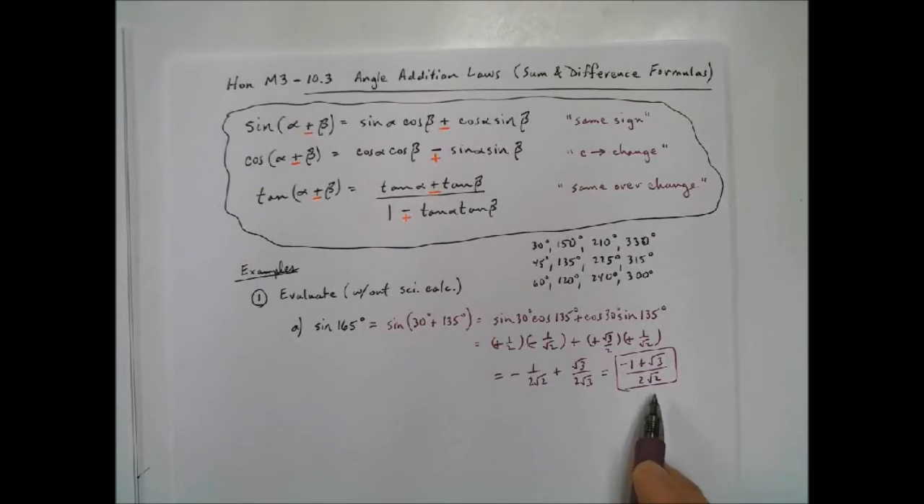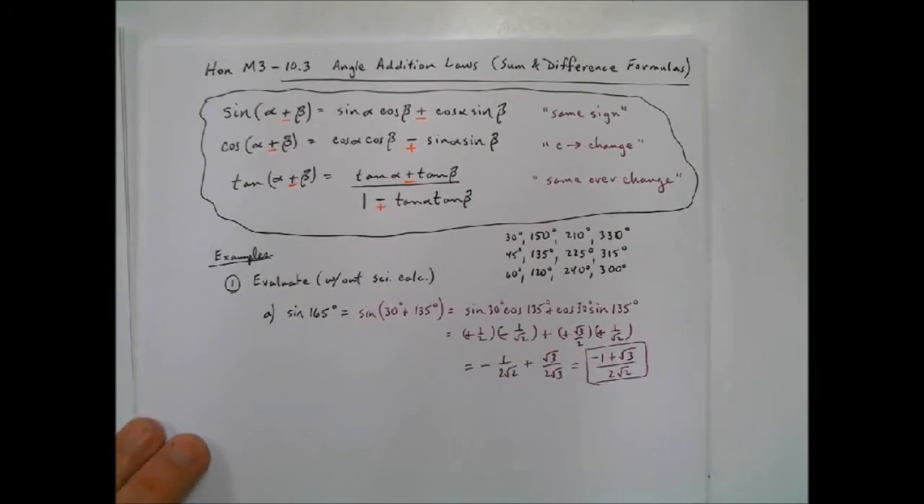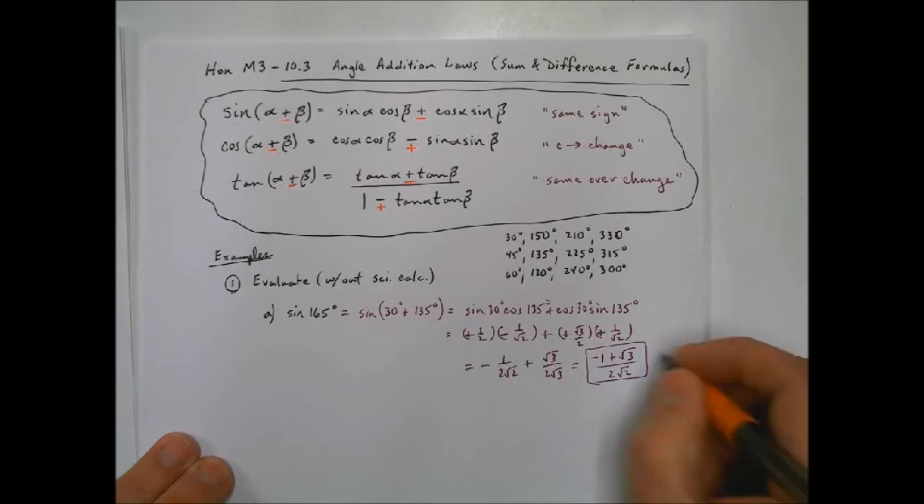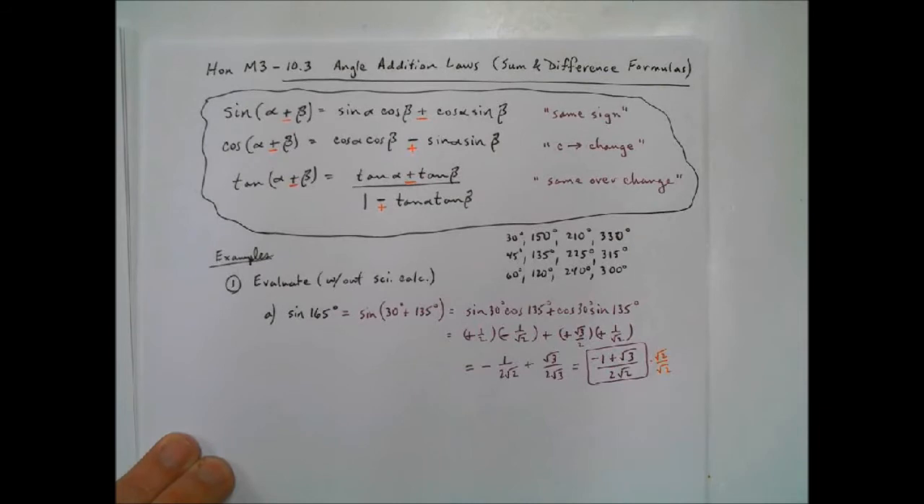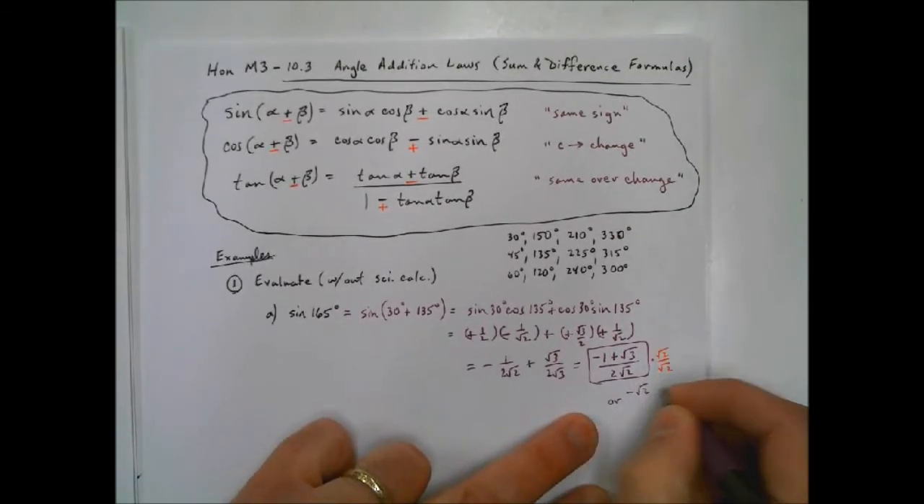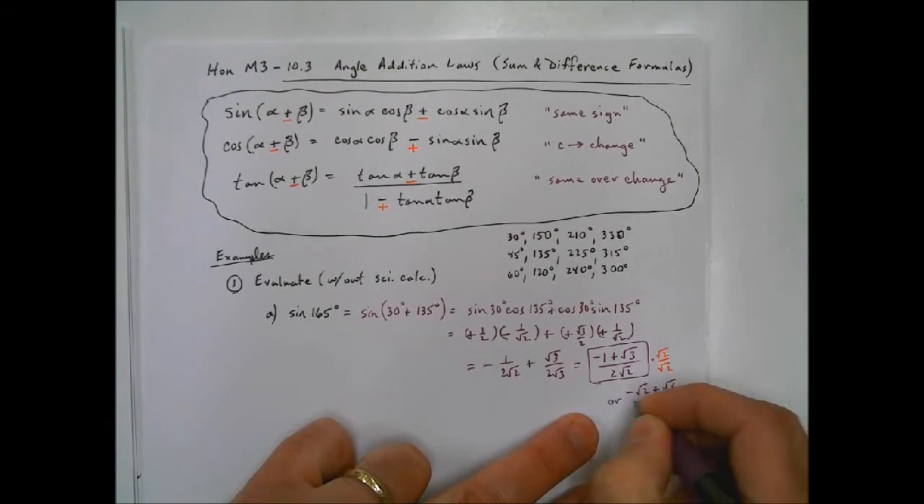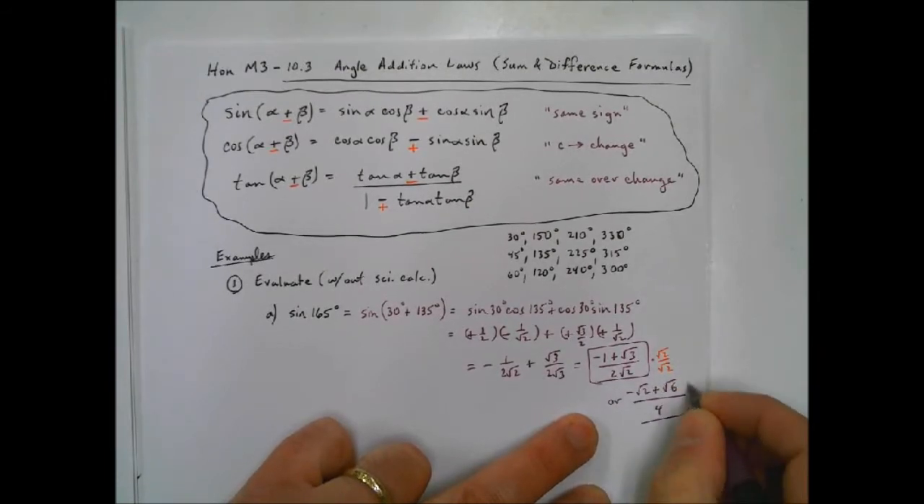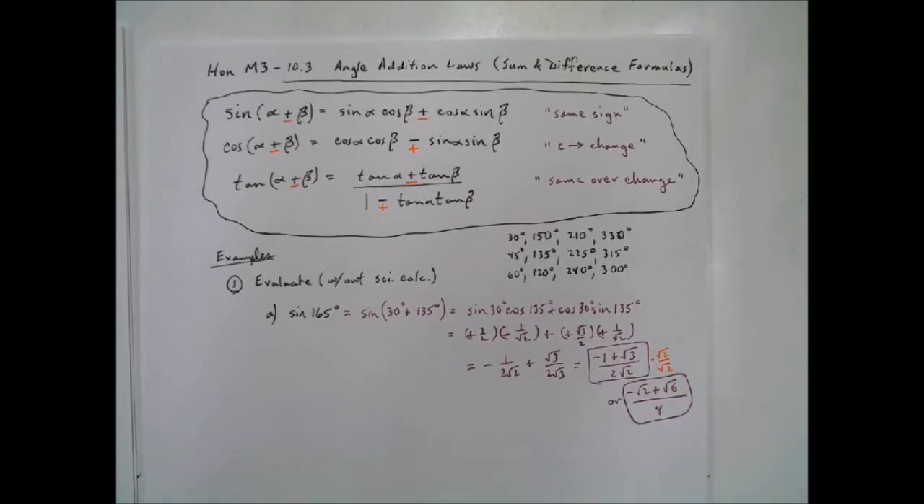Rationalizing the denominators is not a hugely important thing as we get to higher levels of math. On the other hand, sometimes when it's a multiple choice test, you still have to be able to rationalize at a moment's notice. So be prepared to be able to do that. We'd multiply top and bottom by √2, and that would get us negative √2 plus √6 all over 4. So when called upon, make sure that you're able to do that.